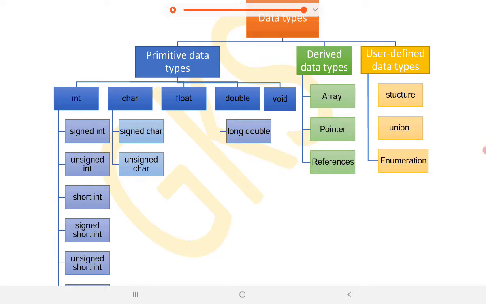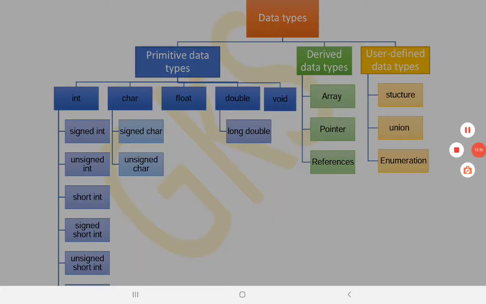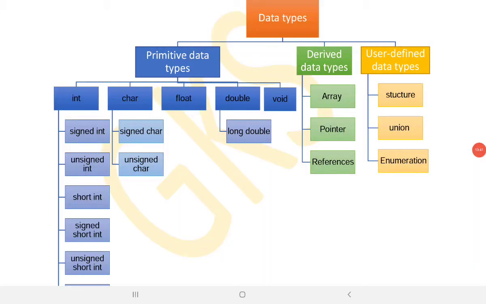So char, next data type is char. What is char? Char is mainly used to define and declare character data types. That is, to store and use characters, we use the char data type.